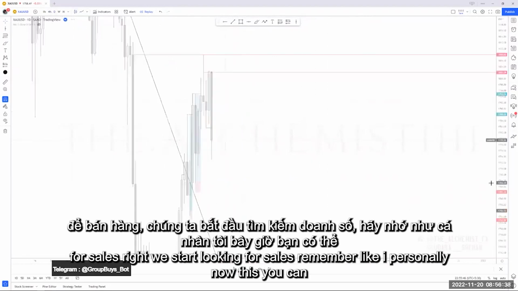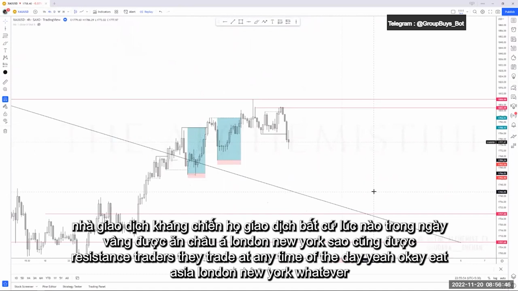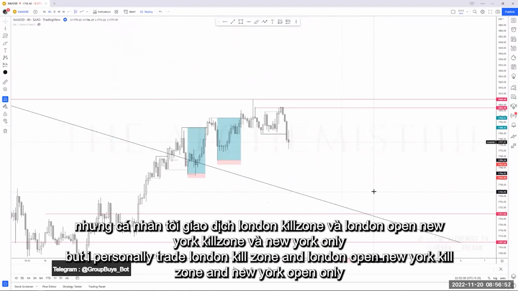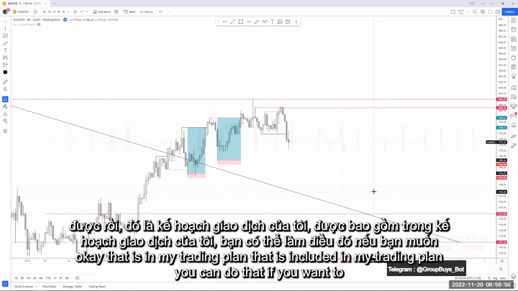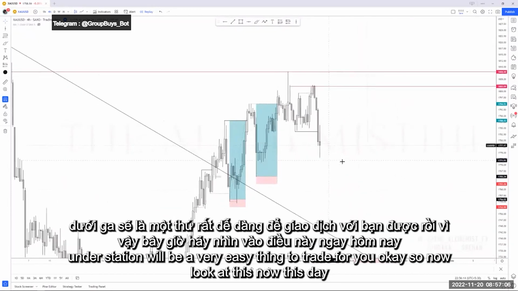Remember, personally, this you can edit if you really want to, I only trade at specific times of the day. Now for support and resistance traders, they trade at any time of the day, be it Asia, London, New York, whatever. But I personally trade London kill zone and London open, New York kill zone and New York open only. That is included in my trading plan. You can do that if you want to because you're from Netherlands, right? So you can easily trade the London session. London session will be a very easy thing to trade for you.